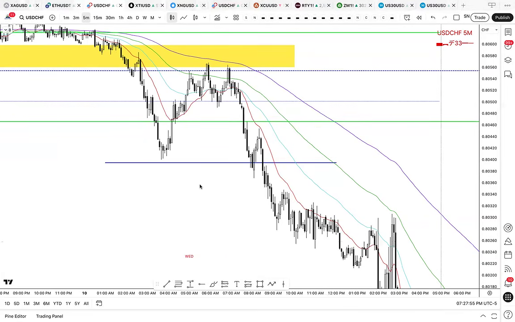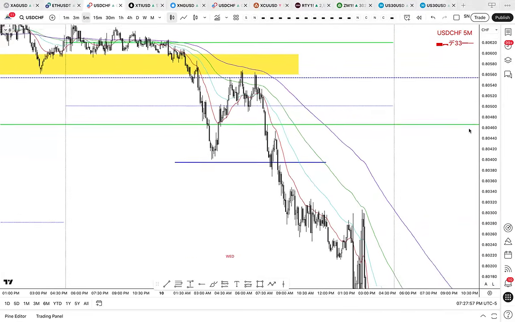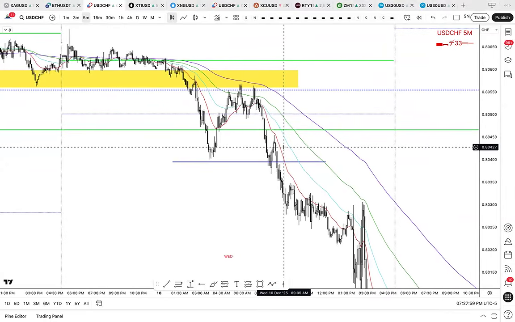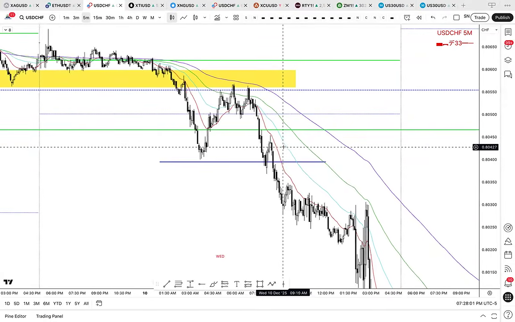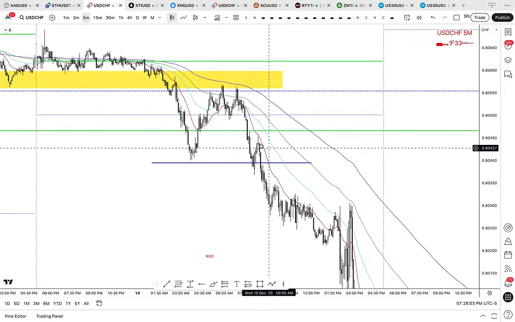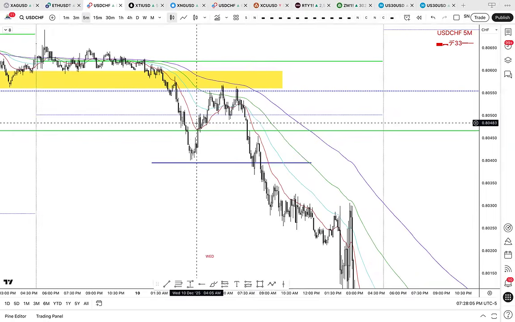Again, there's no right or wrong. Pick a process and stick to it. Now, don't come back at the end of this week and say it's not working. What am I doing wrong? It's only been one week. How many times have you taken the same trade in a row?